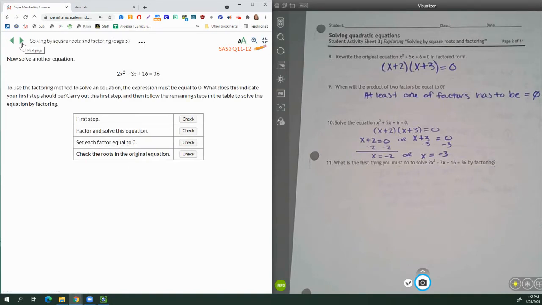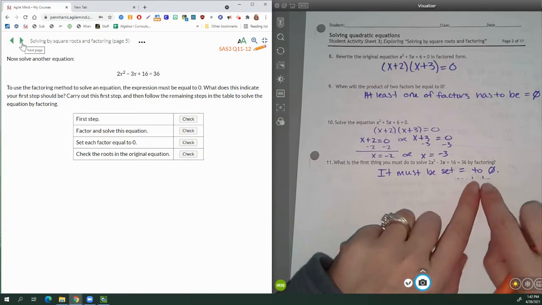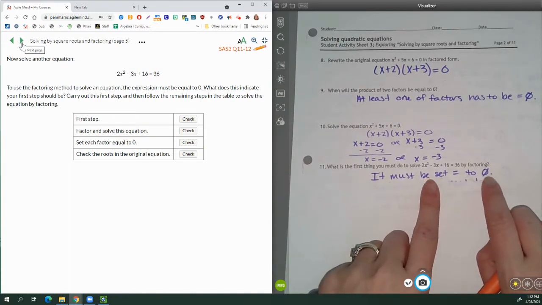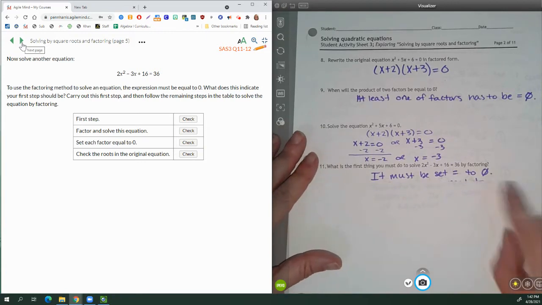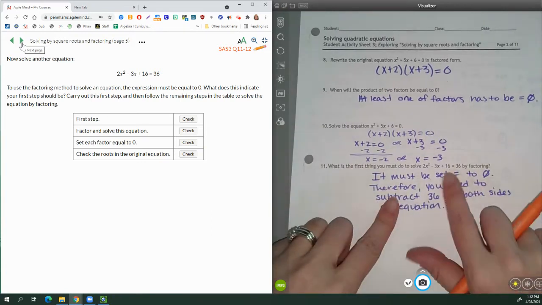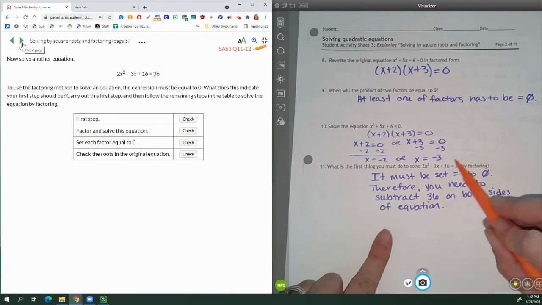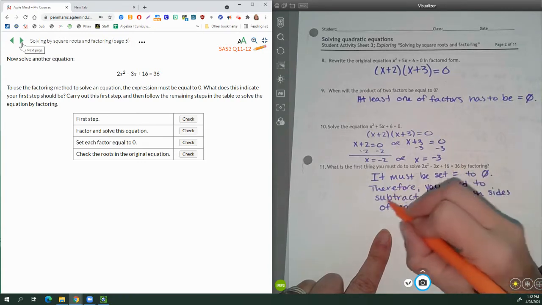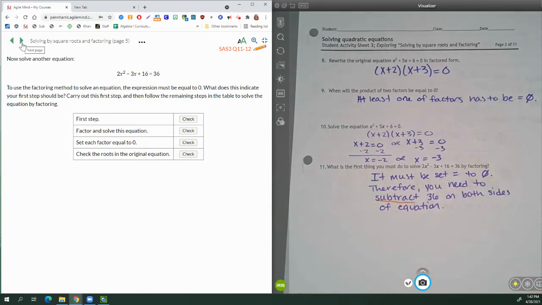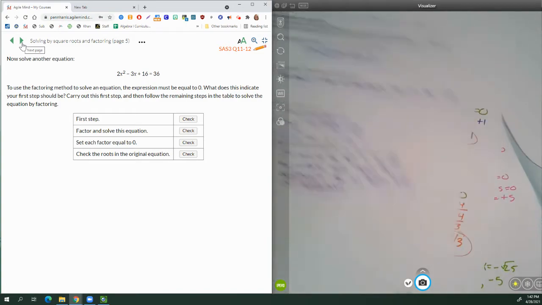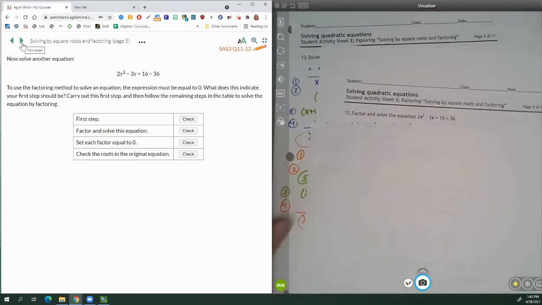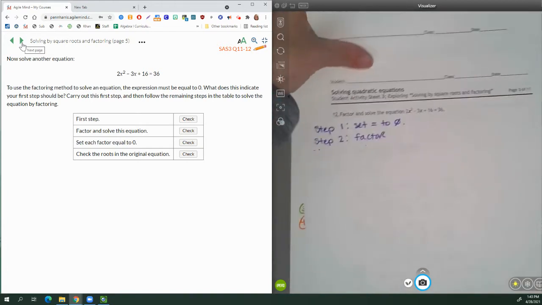What is the first thing that we must do in order to solve this by factoring? The first thing is that this has to equal 0. Okay, these equations every time, guys, have to be set equal to 0. Therefore, in order to make this equal 0, we have to get rid of this 36. How do I move a positive 36? I'm going to subtract it on both sides.